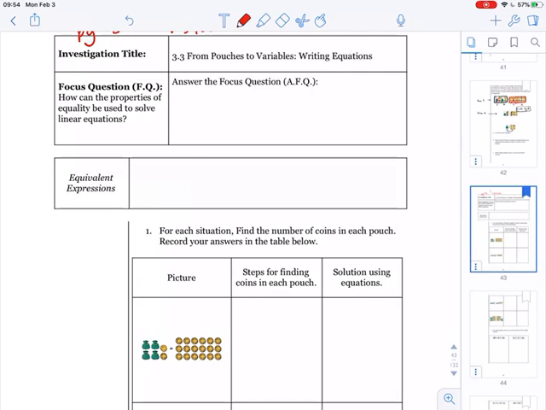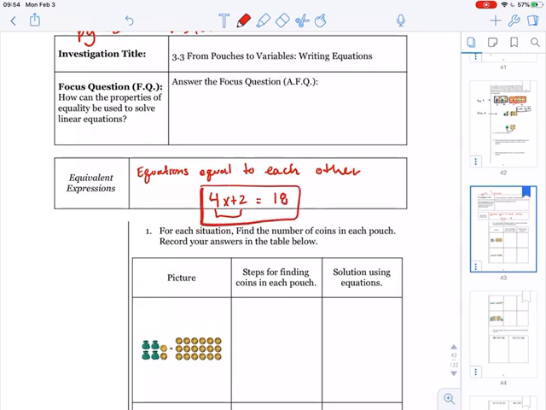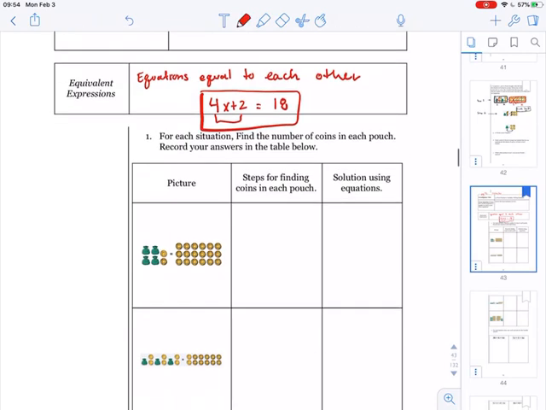Equivalent expressions represent equations that are equal to each other. For example, I can have 4x plus 2. That's my expression. And I can have it equal to something else, 18. This represents an equivalent expression. This is an equation that's represented by a single number.